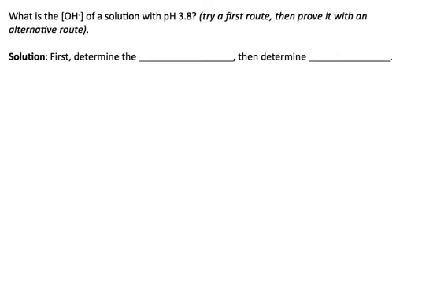And so we're going to do a couple of questions to show that to finish off. Here's the question: what is the hydroxide ion concentration of a solution with a pH of 3.8? I want to show you two different ways you can solve this. The first route is we're going to find the hydronium ion concentration first, and then from there we find hydroxide.